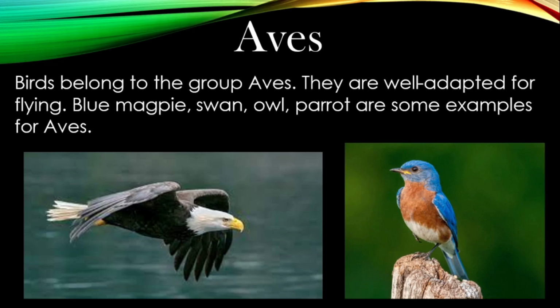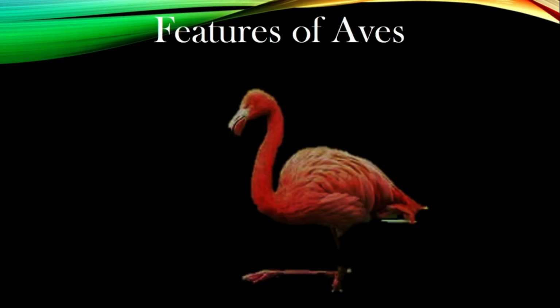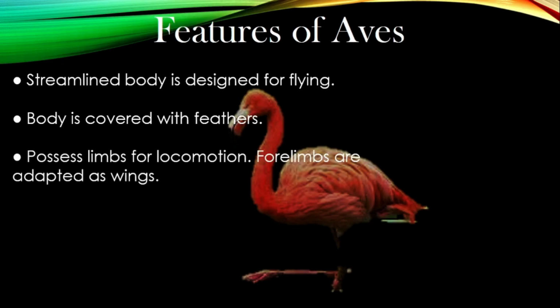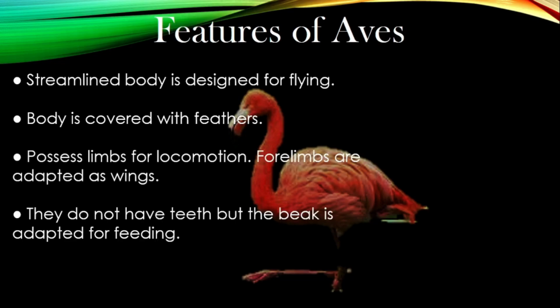They are well adapted for flying. For example, we can take swan, blue magpie, owl, parrot for the group Aves. Let's look at some features of Aves. A streamlined body is designed for flying. Body is covered with feathers. Possess limbs for locomotion. Forelimbs are adapted as wings. They do not have teeth, but the beak is adapted for feeding.